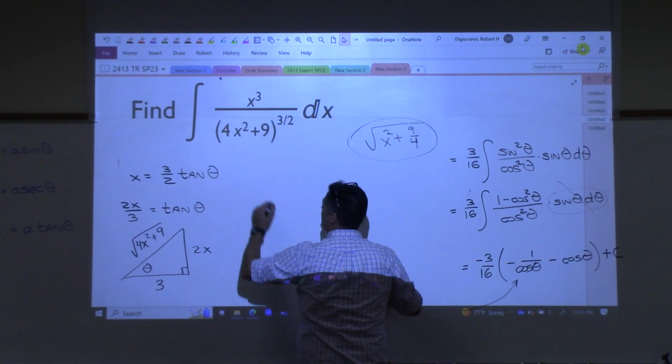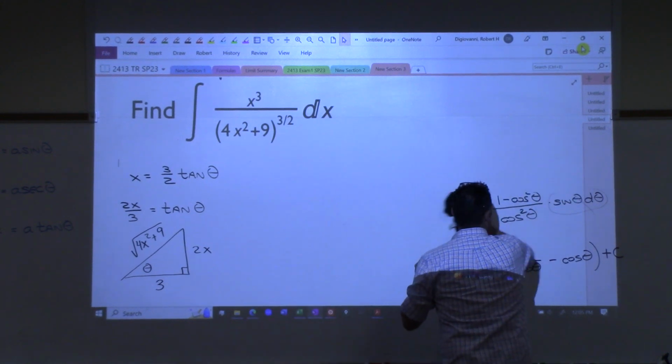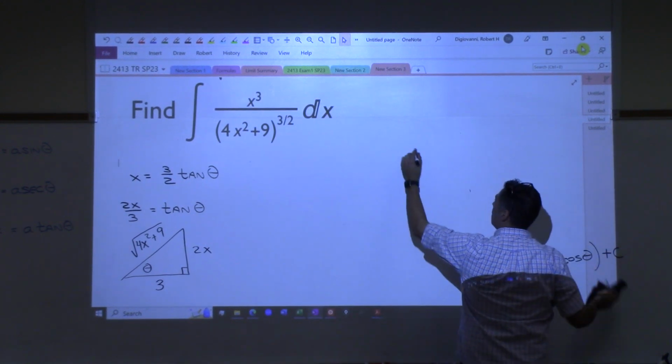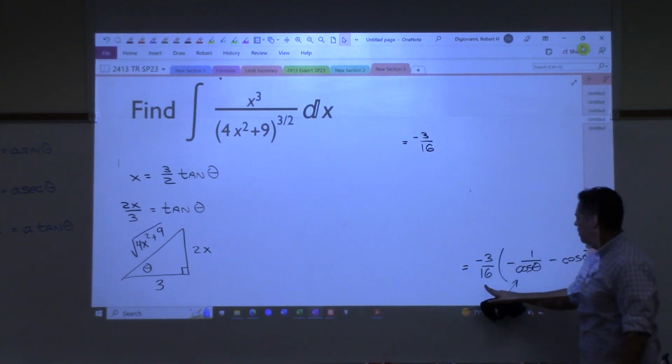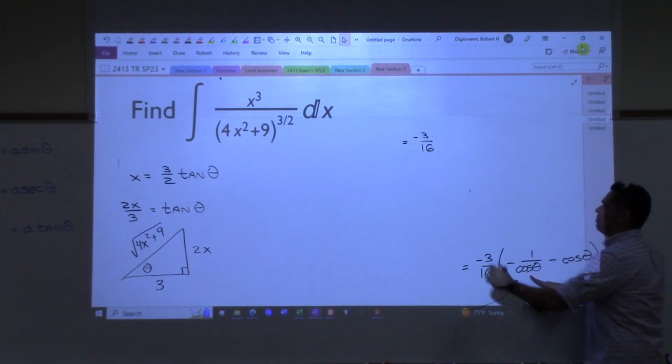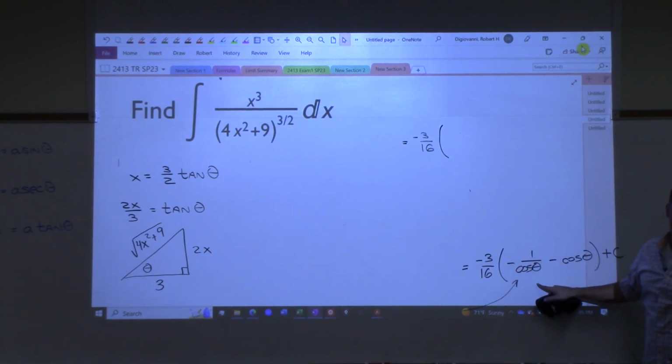Our answer is, we think, negative 3 over 16, that constant. Let's go ahead and do parentheses here. All right, 1 over cosine is secant. Secant is hypotenuse over adjacent, because it doesn't have the S in the middle. That's right. So hypotenuse over adjacent?